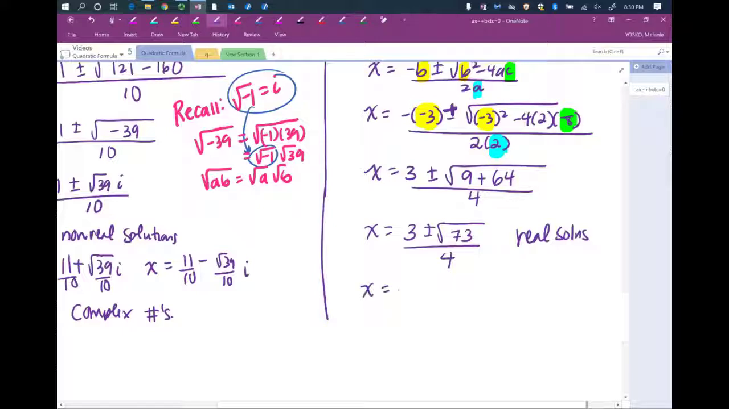So we're going to say this is x equals 3 plus the square root of 73, all of it divided by 4. Or x can be 3 minus the square root of 73, all of it divided by 4. And we see these are what we call irrational solutions. They're real numbers, but they're not integers and they're not rational numbers. Rational means fraction, remember?